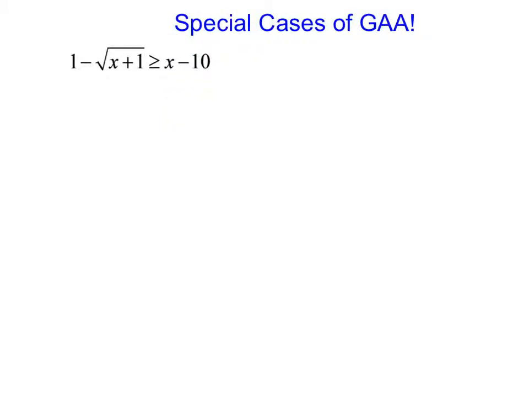Hello there. In this video we're going to do another special case of GA dealing with radicals and those square root graphs. So we'll try to graph this first. I kind of know where this one's going, so I made it really big. This one's the tricky one.